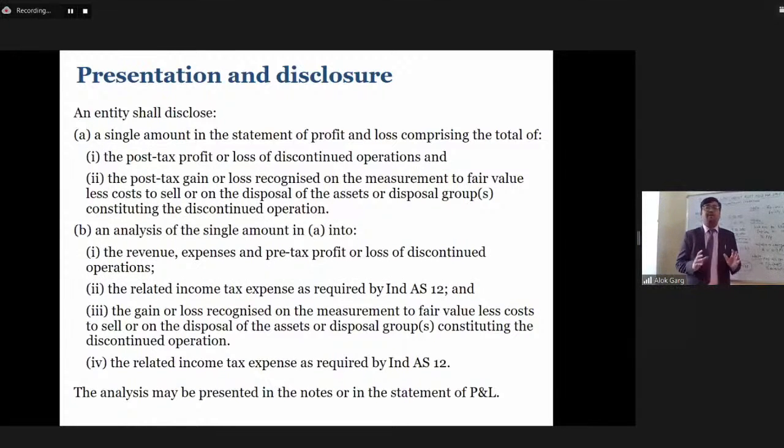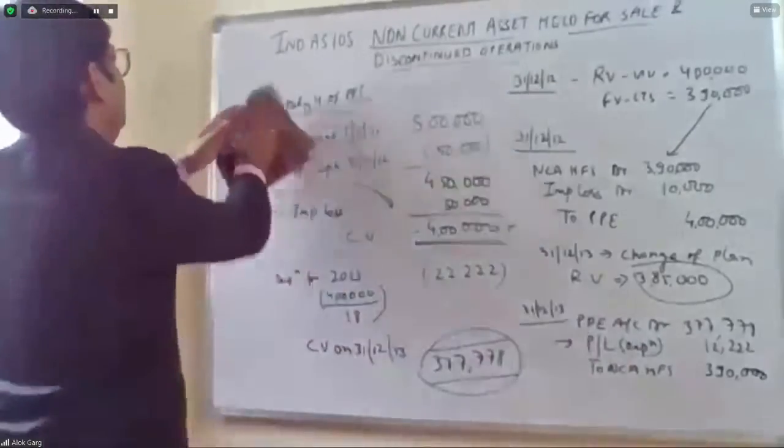Now we need to understand the presentation and disclosure of discontinued operations, how it is going to be presented and disclosed. You must have seen it in Schedule 3 also. So you are required to show the numbers of discontinued operations separately. Why is it required? Let me tell you. First of all, why is it required to present the numbers separately for discontinued operations?